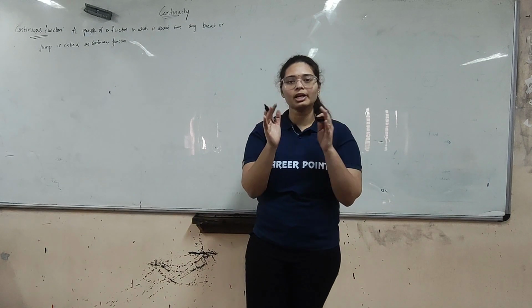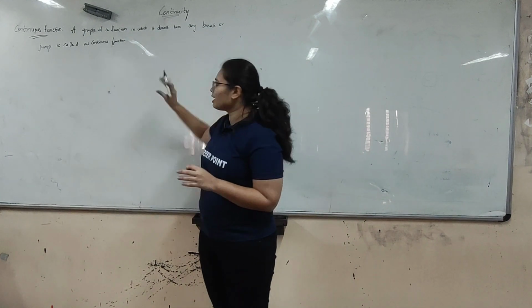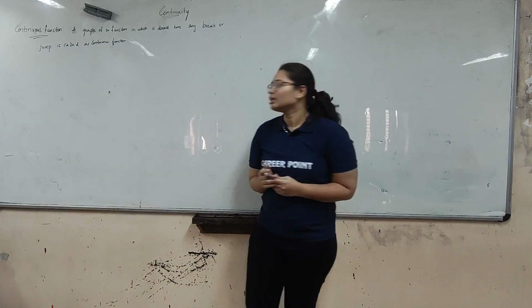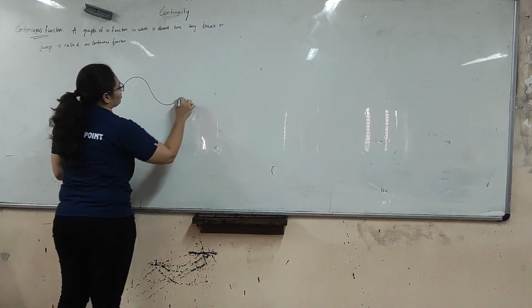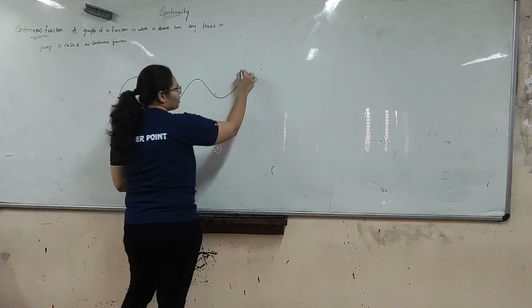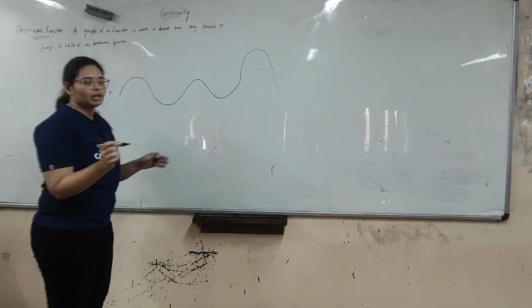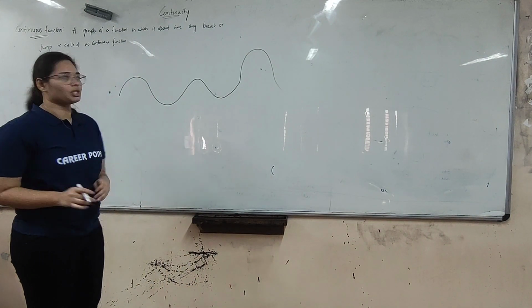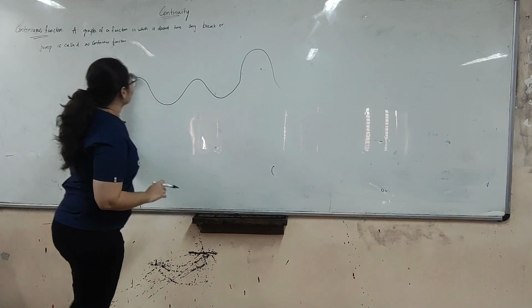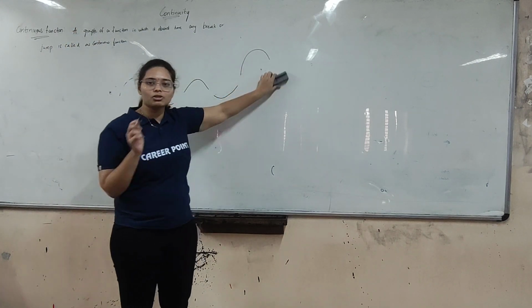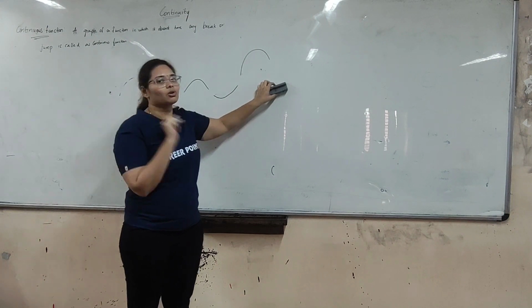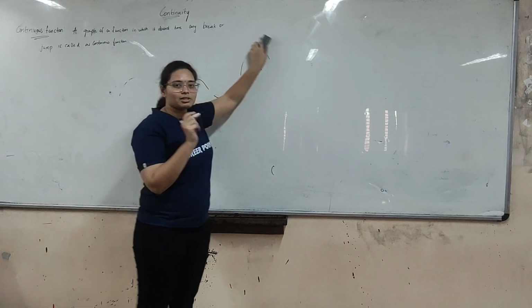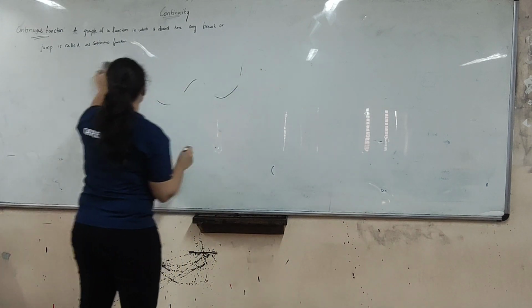So how do we find in a graph whether it is continuous or not? If we draw the graph continuously without lifting the pen, then it is called a continuous function. So how can we find whether it is continuous or not? If we draw the graph without lifting the pen, it is a continuous function. Now let's see some examples.